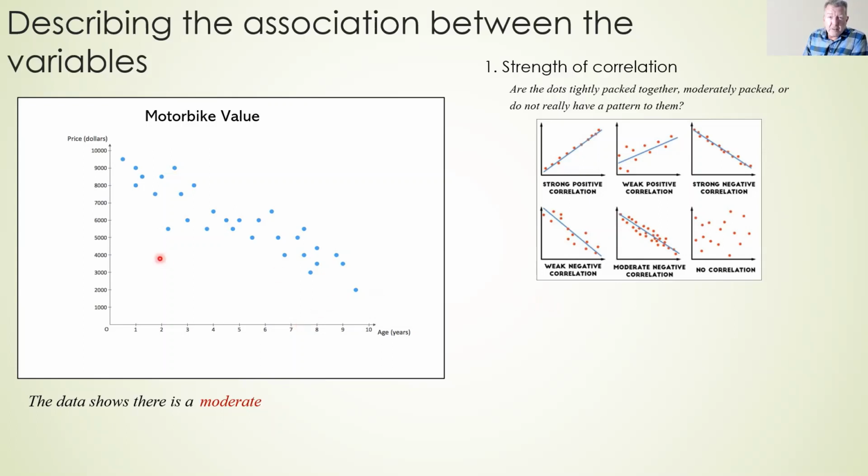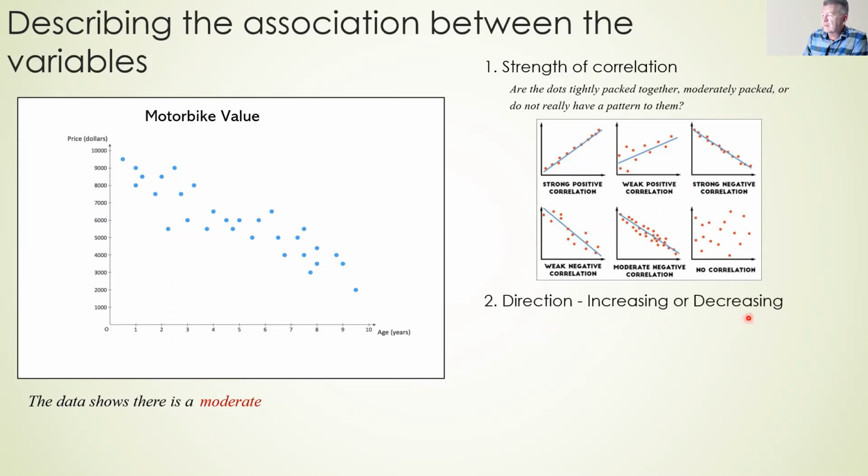Be careful, though, when you're talking about the strength, because it's very important when you're comparing that you look at the scale of the axes. If you're comparing two different scatter plots, the scales have to be identical, otherwise you can get confused and muck something up. Second thing we need to talk about is the direction.